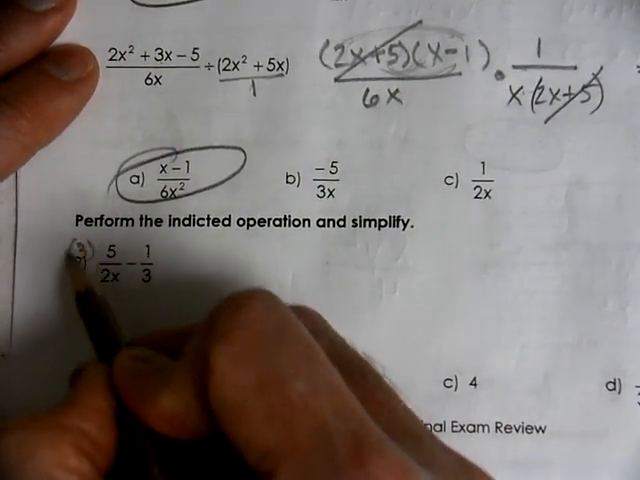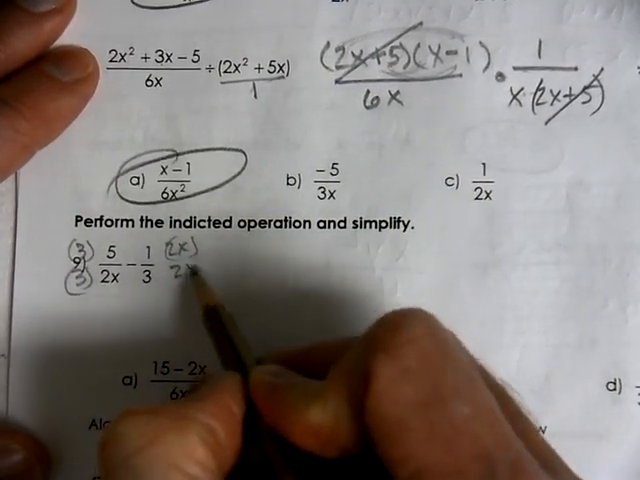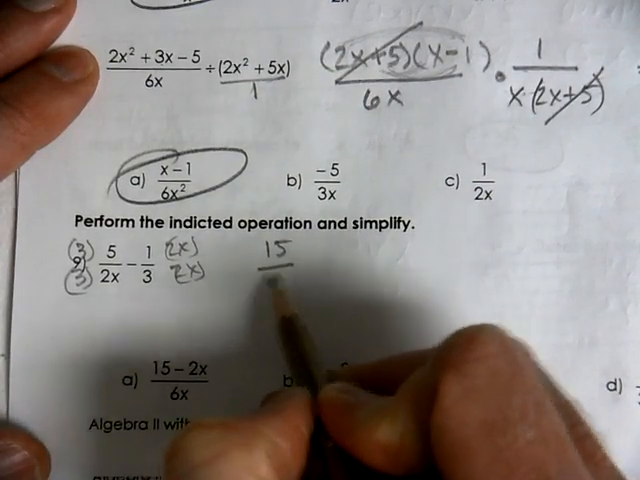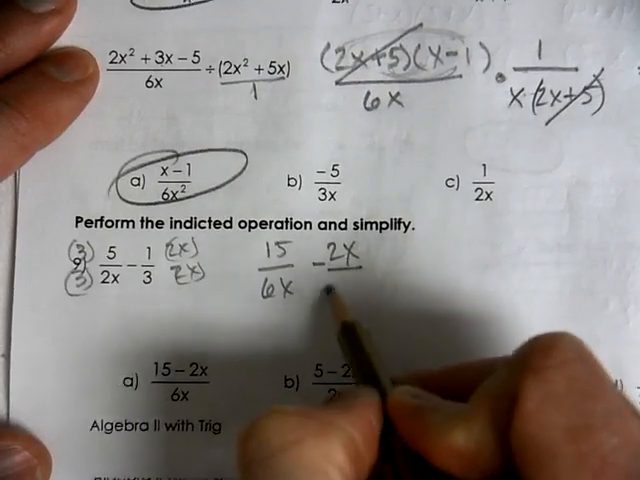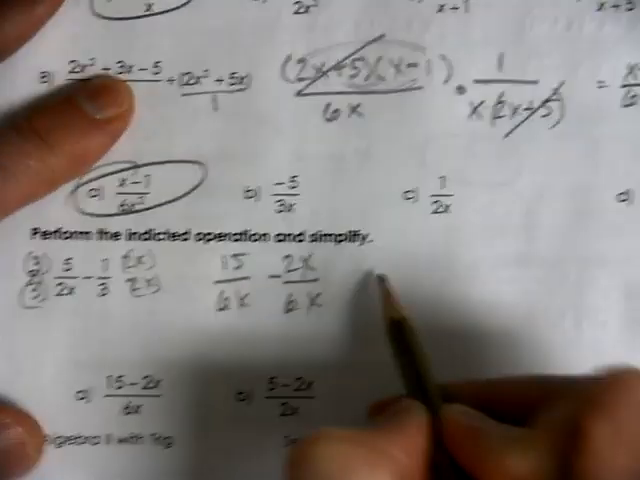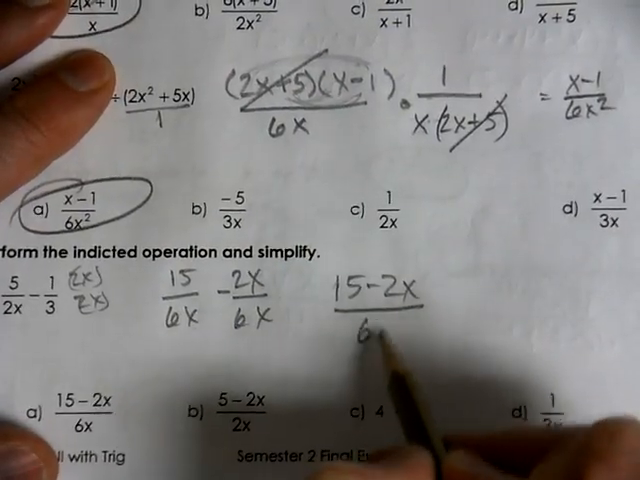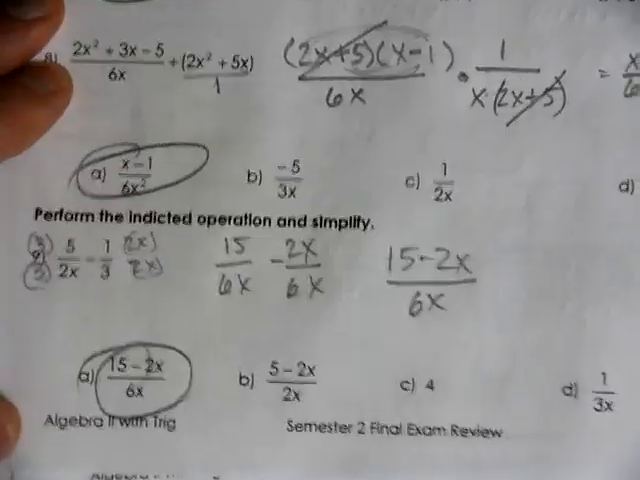Here we would need a 3 on top and a 3 on bottom, a 2x on top and a 2x on bottom. That's 15 over 6x minus 2x over 6x. So that's actually a total of 15 minus 2x over 6x. And that looks like letter A.